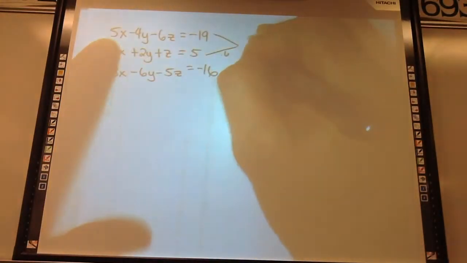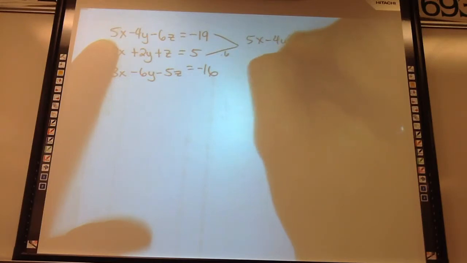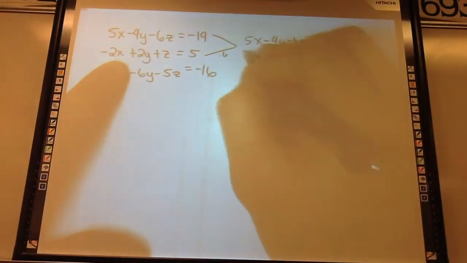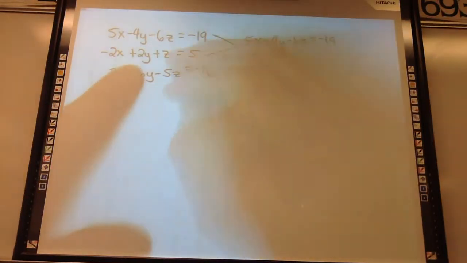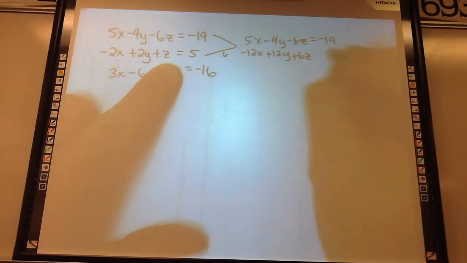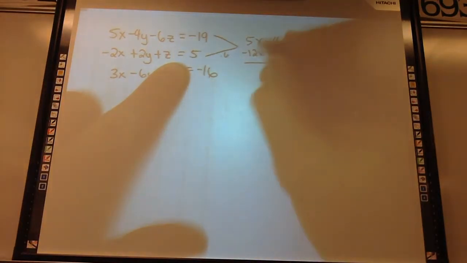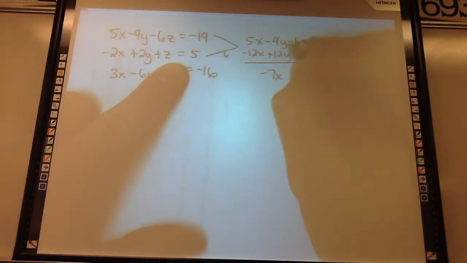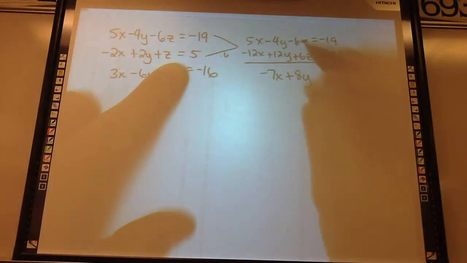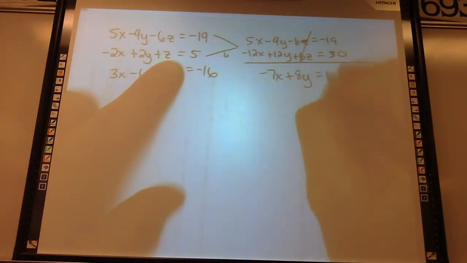So I'm going to leave the top one the same. 5x minus 4y minus 6z equals negative 19. Multiply the bottom one by 6. So negative 12x plus 12y plus 6z equals 30. Add them up. 5 and negative 12 is negative 7x. Negative 4 and 12 is 8y. 0, that's the whole point. It got eliminated. Negative 19 and 30 is 11.